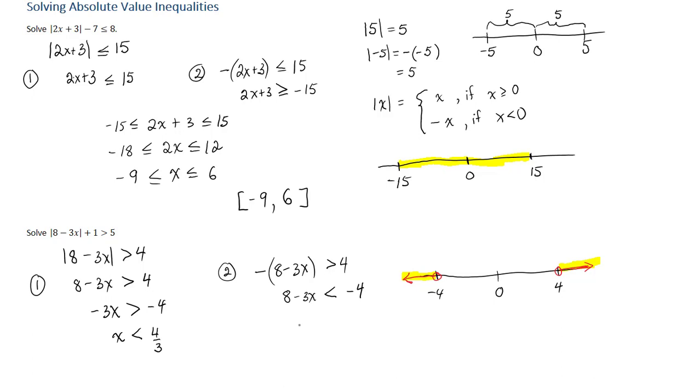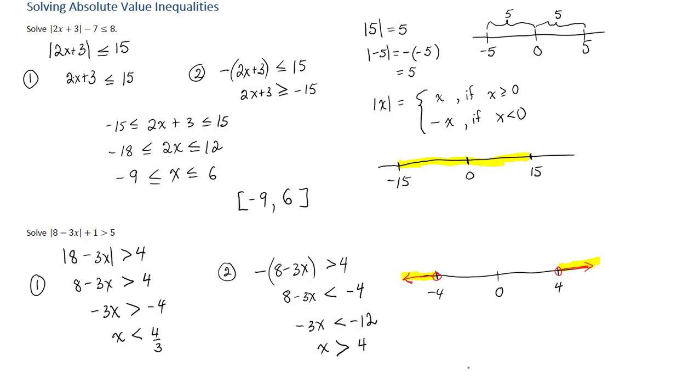The second case gives us -3x. Subtracting 8 from both sides will give us -12. And now dividing by -3 on both sides, flipping the inequality sign, we'll get x is greater than 4.